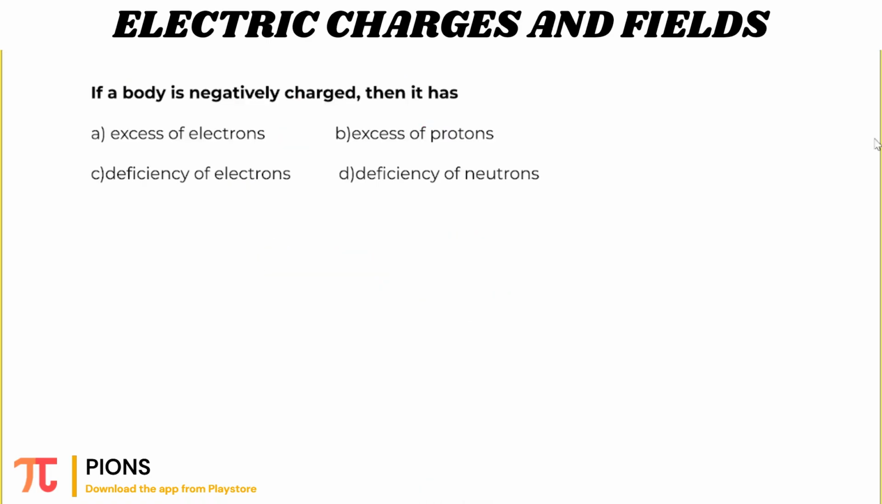Understood? So the question says, if a body is negatively charged, then it has an excess number of electrons, because the more negatively charged, the more electrons. The correct answer is option A, excess of electrons. Okay, let's move to question number 2.